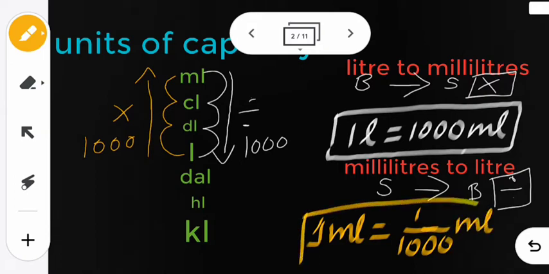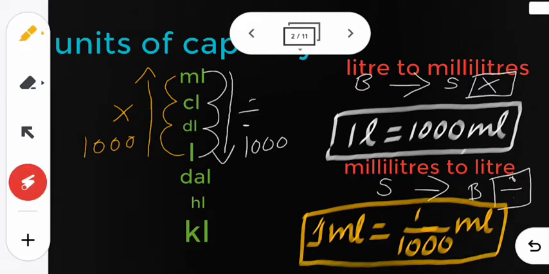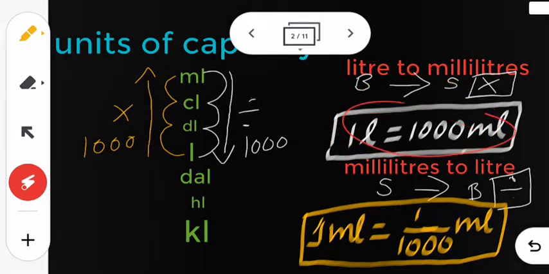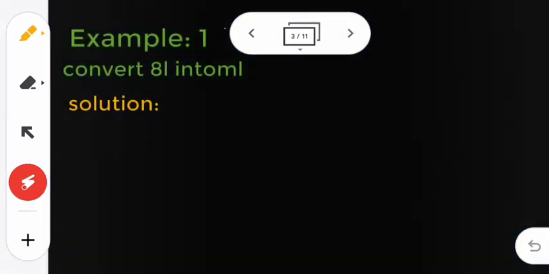1 by 1000 milliliter. Okay, so this is a formula. For small to big you divide and use this formula. For big to small you multiply and you use this formula. And for both the conversion you can use this formula, there is no problem. But you see that where to multiply and divide you have to be careful. If you write it properly then there won't be any mistake. Okay, so let's start the conversion.